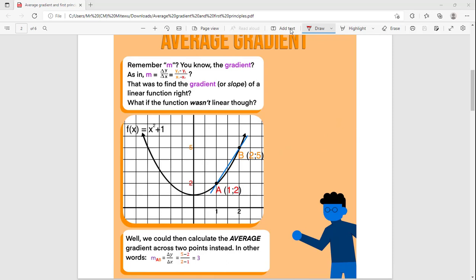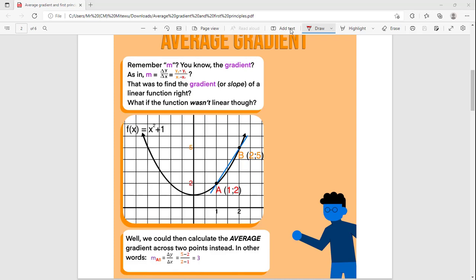Alright, so before we talk about first principles, we first want to introduce the concept of the average gradient. So you may be familiar with the term gradient itself, right? In order to find the gradient, we'd find the change in y over the change in x, y2 minus y1 over x2 minus x1. So that was the way in which we would find the gradient, or in other words, the slope of a linear function. So I would take these 2 points and I'd find 5 minus 2 over 2 minus 1, right?